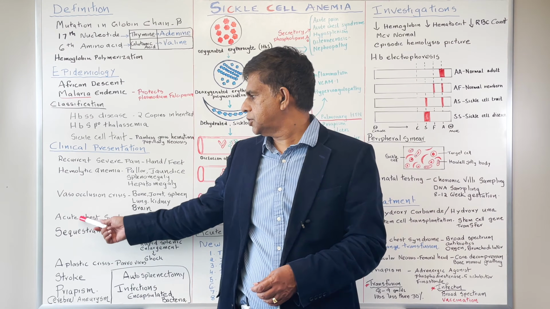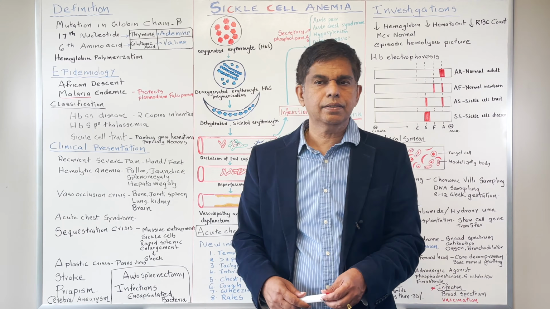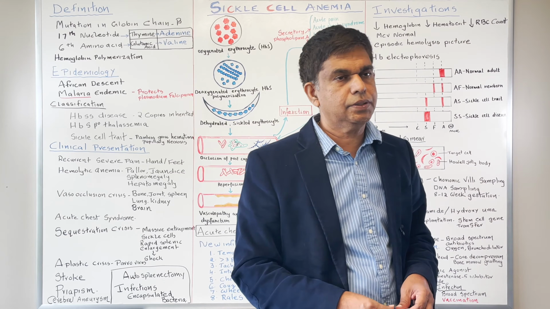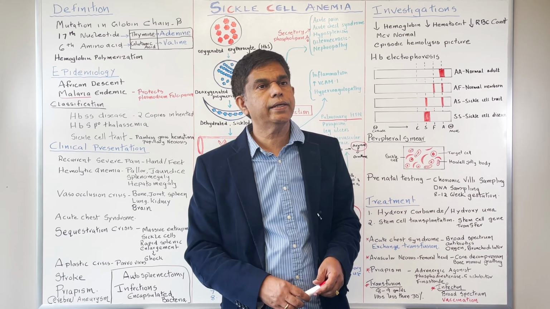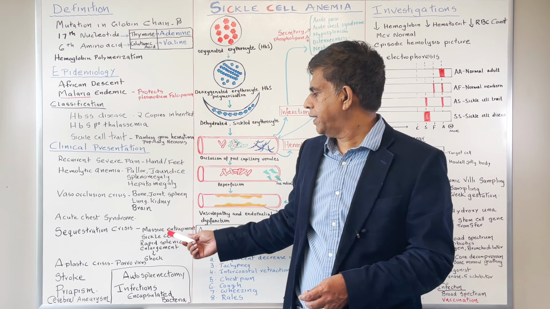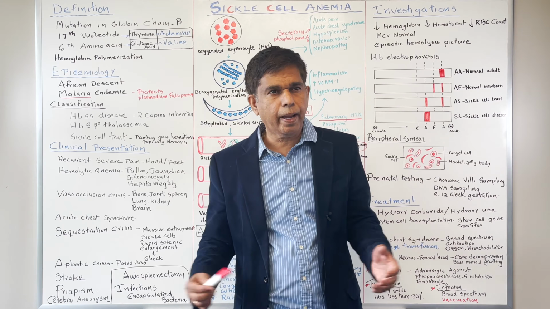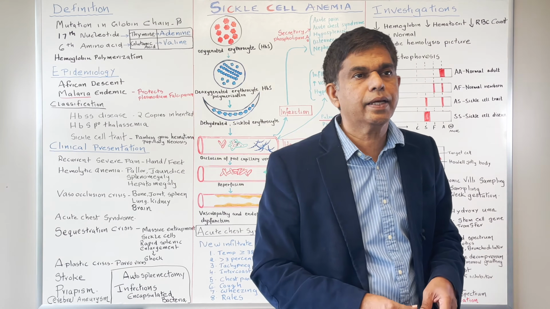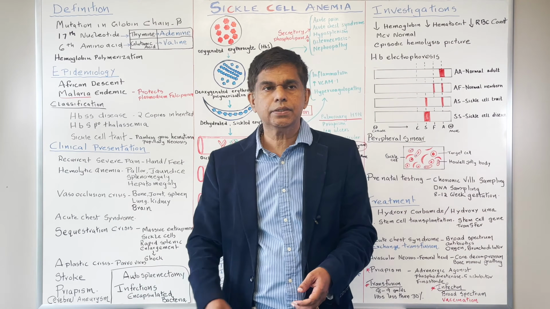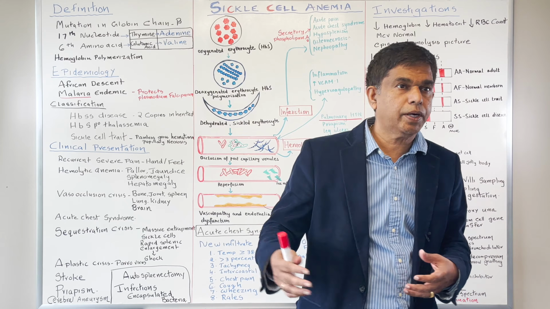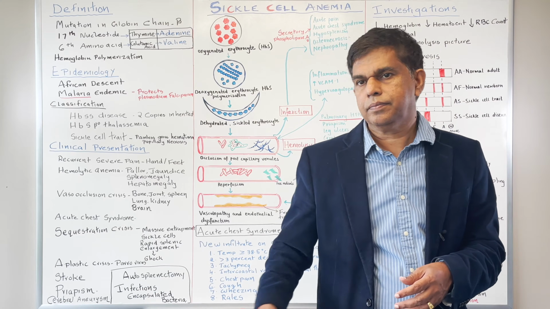You can have acute chest syndrome, which is another deadly complication of sickle cell disease, which we will come back to later. You can also have a sequestration crisis, a massive entrapment of sickle cells, with rapid enlargement of the spleen, and that patient can go into shock. And then aplastic crisis; mainly we have to think about parvovirus infection. It's also very significant.